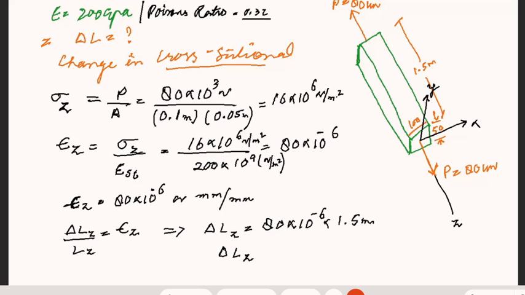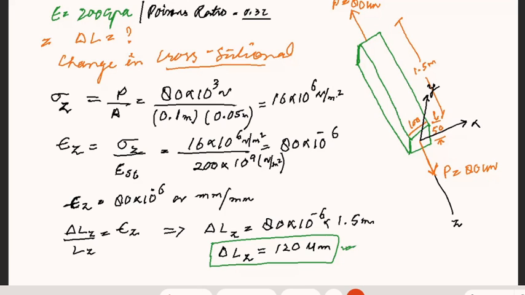Okay, this is your change in length. This change in length is the elongation in z direction. That means this bar has been elongated by an amount of 120 micrometer. It is usually quite less. Even with our naked eyes, we will not be able to see this, but there is a change in length. Okay, this was about the change in the length.